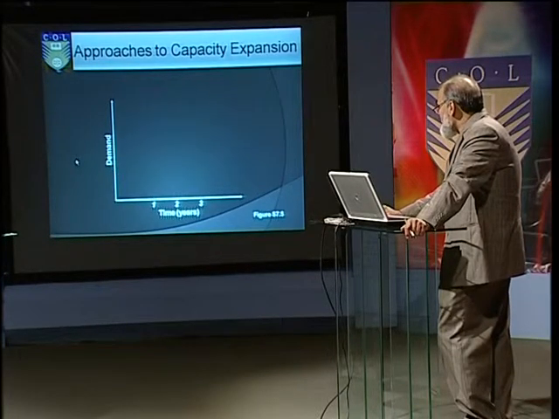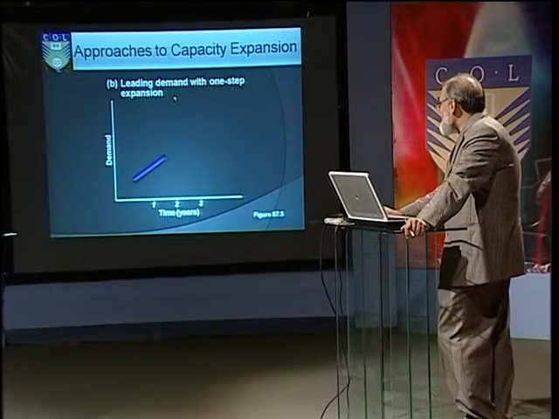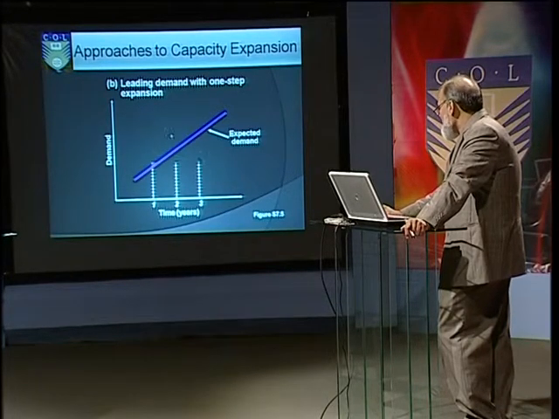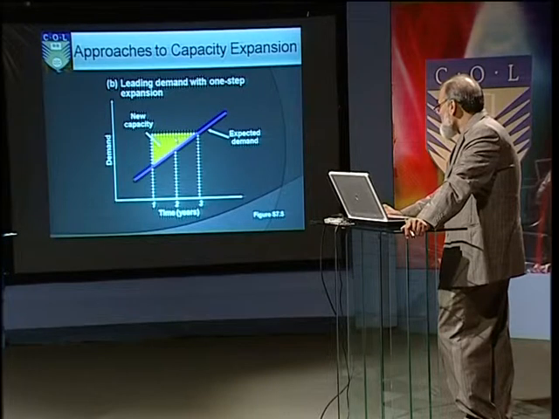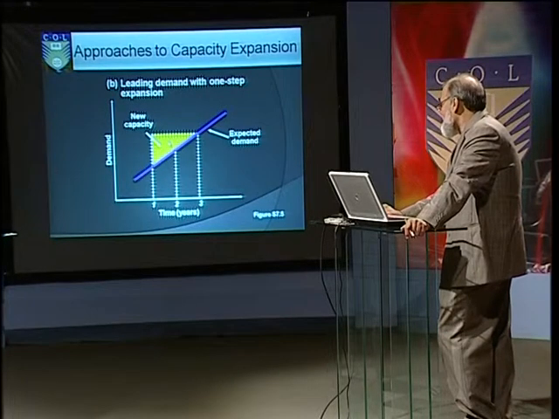The second method is leading demand with one step expansion. Again, we have this expected demand at year 3. Rather than creating two different steps, we create capacity in a single go. Looking at our expected demand at year 3, we will create this much capacity. This is leading demand with one step expansion.